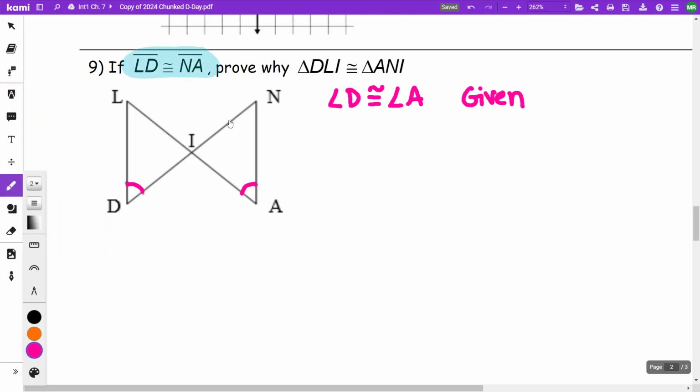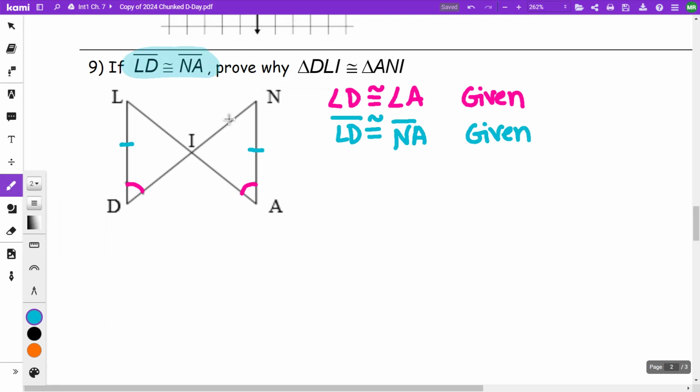I also see that they gave us line segment LD is congruent to line segment NA. So I'm going to write that too. LD is congruent to NA. And the reason, I'm going to again say given. They didn't draw it in the picture. They stated it to us. Now they want us to prove that these triangles are congruent.